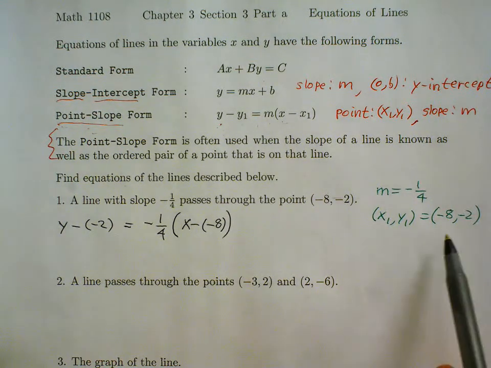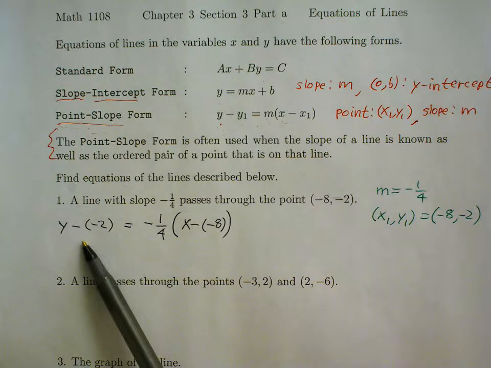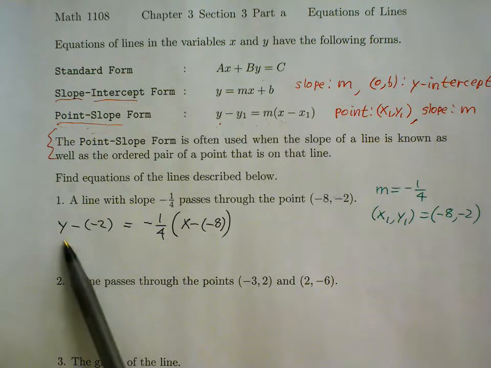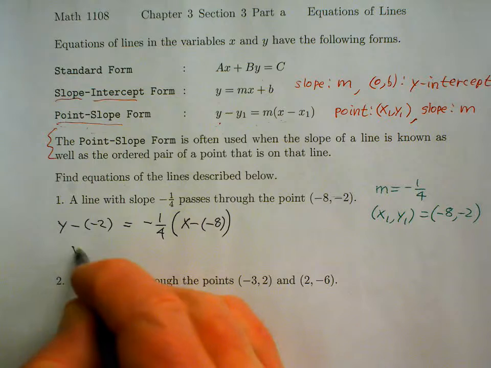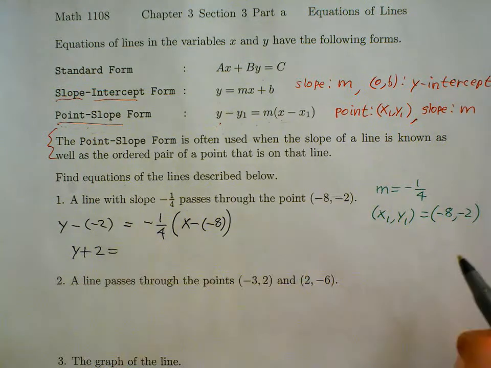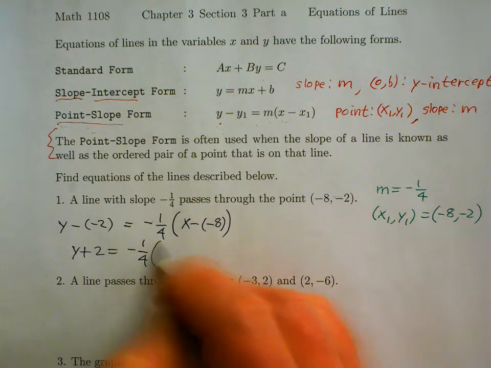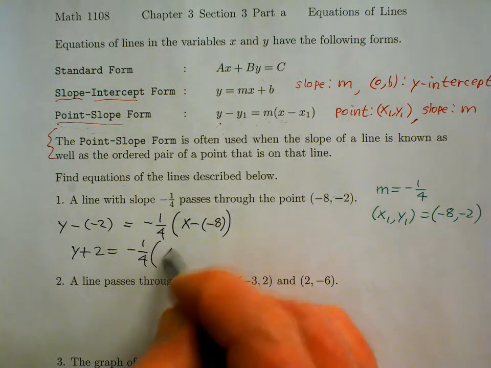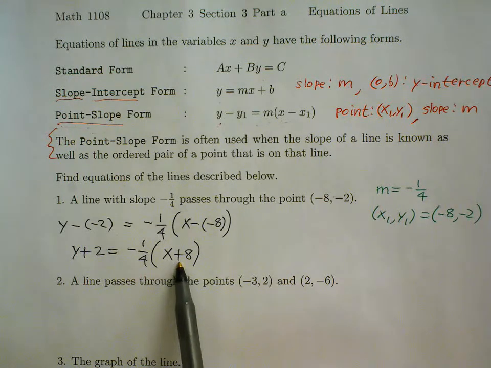So as always, be careful with subtractions and negatives. Make sure you don't drop a sign somewhere and foul everything up. Okay, we'll simplify a little bit more. Y minus -2 is y plus 2. And that's equal to -1/4 times the quantity x plus 8, because x minus -8 is the same as x plus 8.